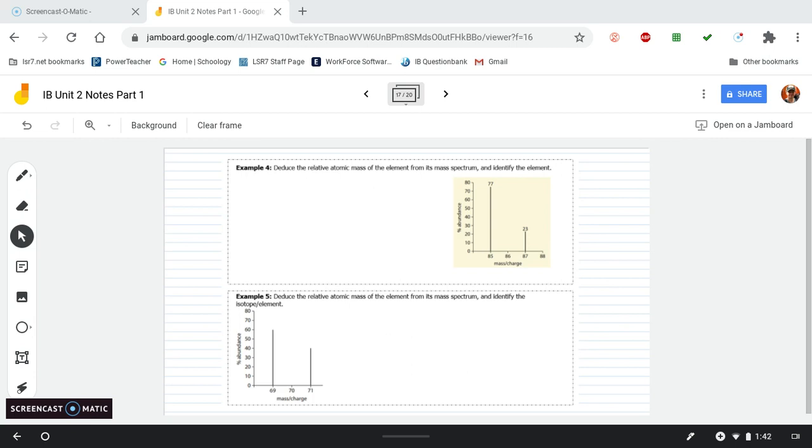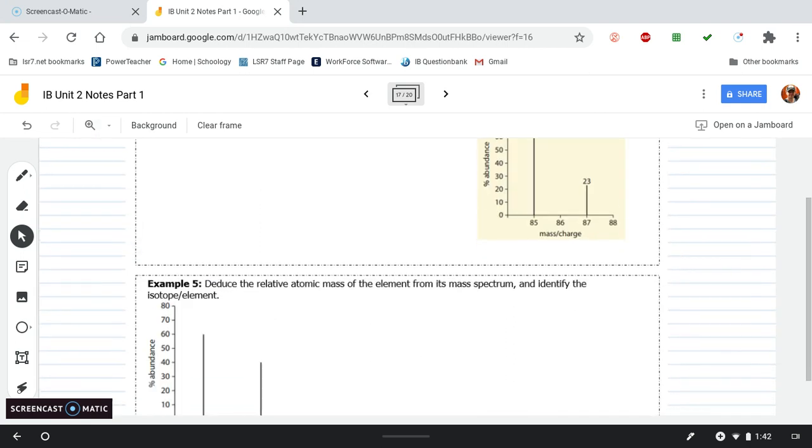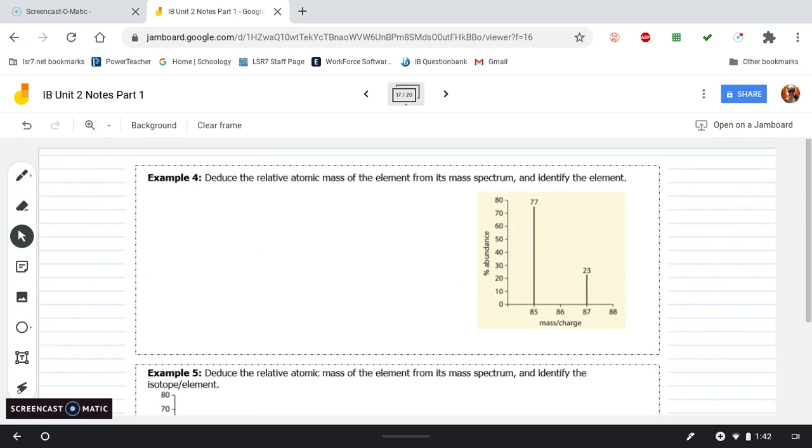All right, this is an example of a mass spectrum. I've got it at the end of the Jamboard, so I'll go to the end. Let's take a look at this and get an idea of what you might have to do on a test. This is really pretty straightforward.